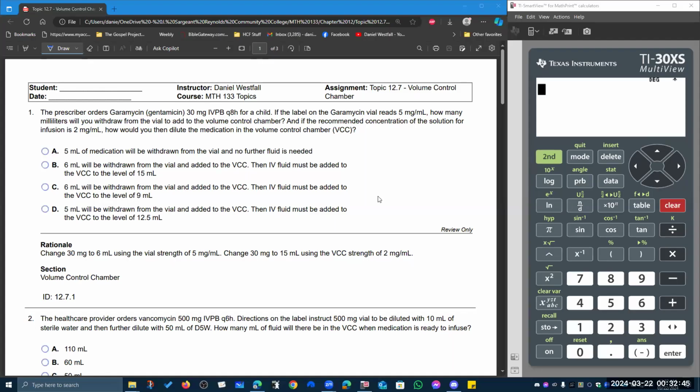This video, we're going to talk about topic 12.7, volume control chambers. This will be the last topic for the textbook material for this course. There will be some additional supplement videos to help cover some of the worksheets that go along with the class.